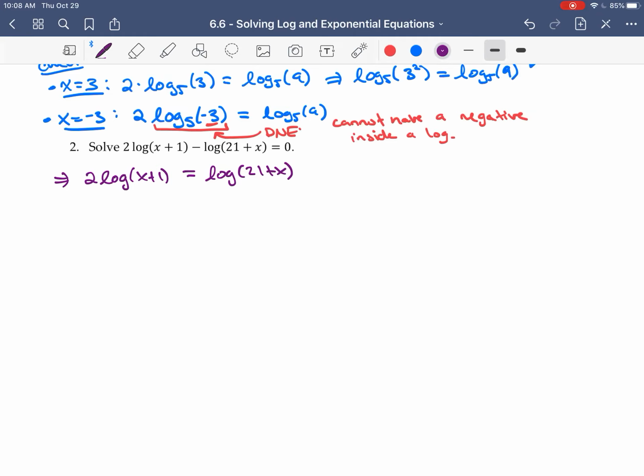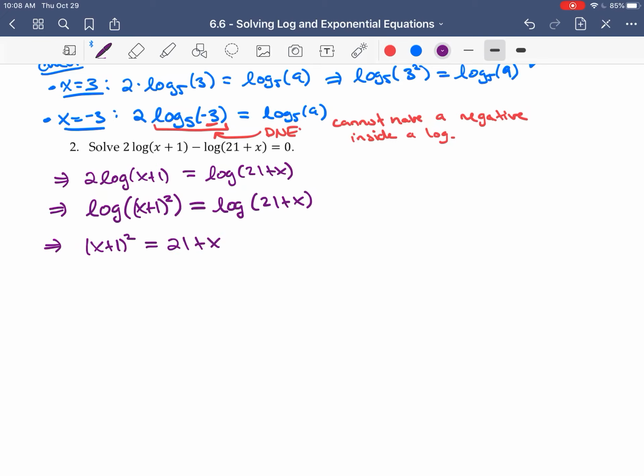Okay, now I don't have log equals log right now because of this 2. So what I can do is move it to the exponent of this side. So that's log of x plus 1 squared is equal to log of 21 plus x. Now these logs, they don't have a base, which means that they're actually both base 10. So they're the same base and they're equal. That means the insides have to be equal. So that means that x plus 1 all squared has to equal 21 plus x.